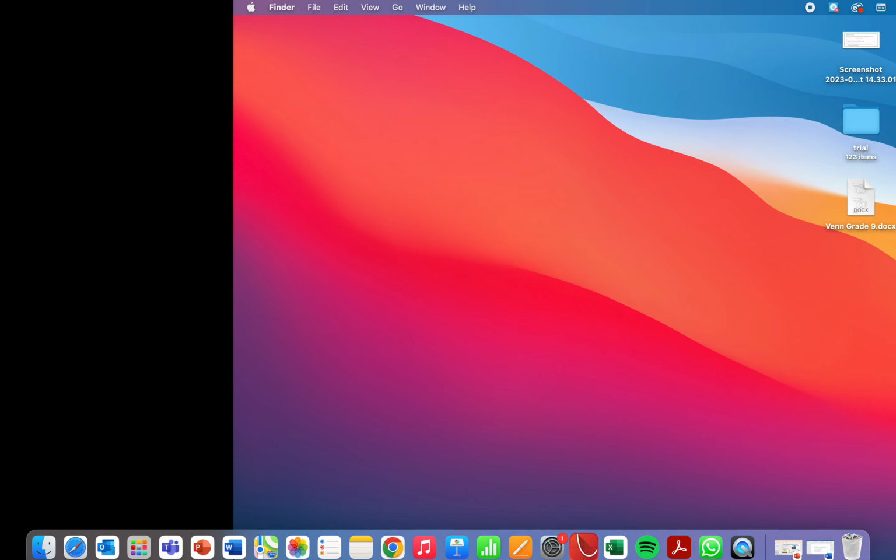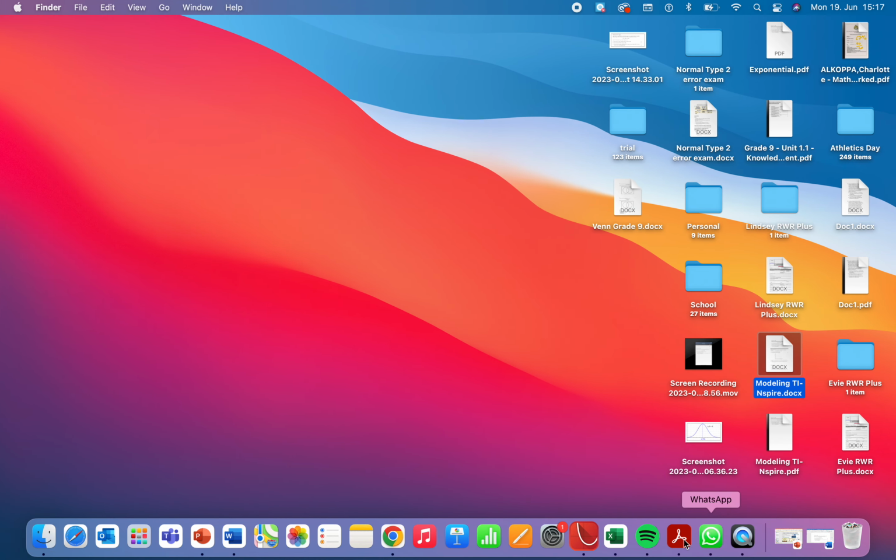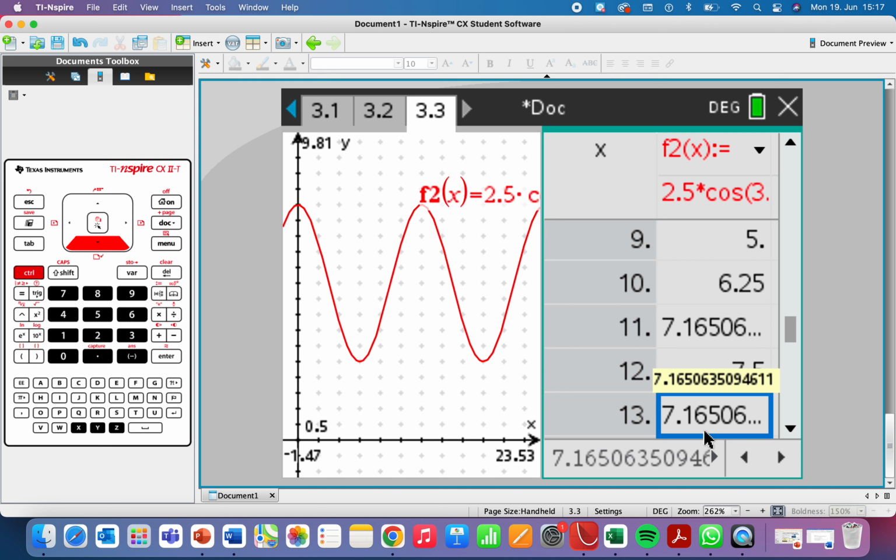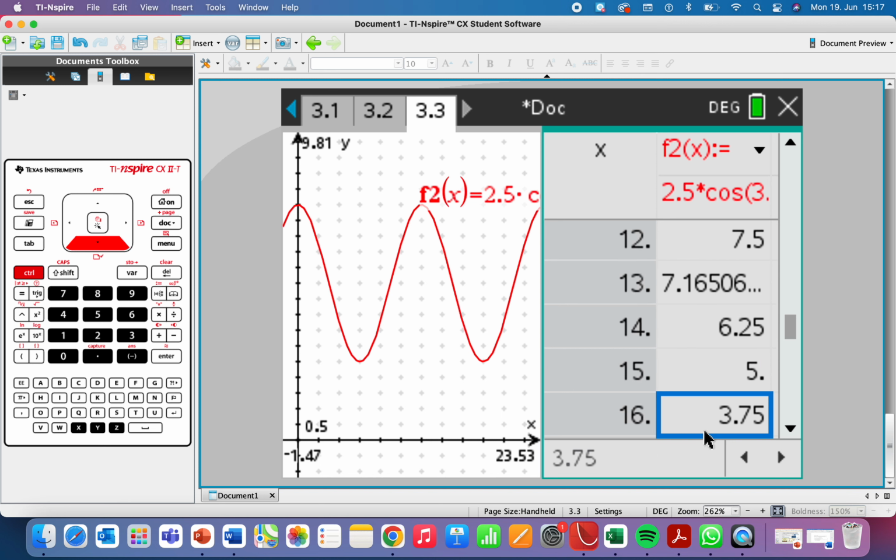Okay, and you would keep going. All right, and 9 is 5 again, and 12 is 7.5. So it looks like I'm toggling between maximum and minimum here.